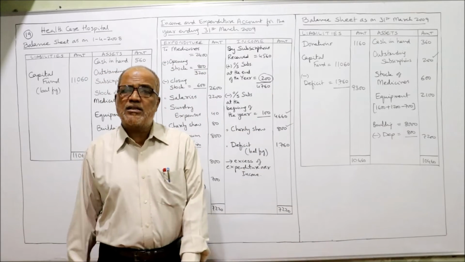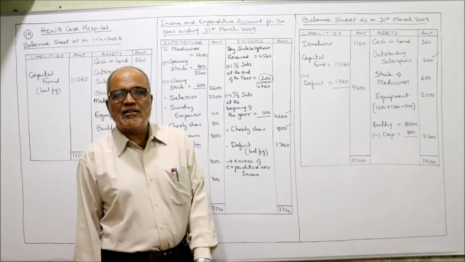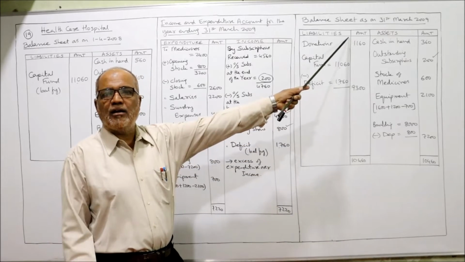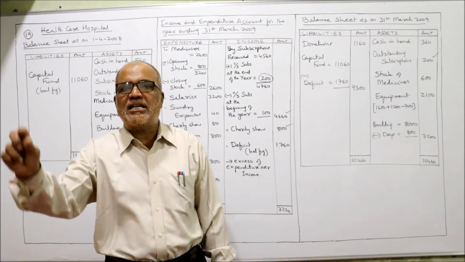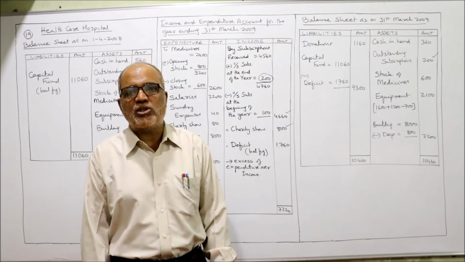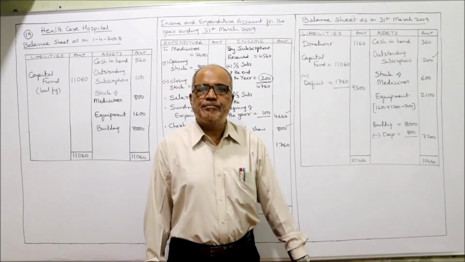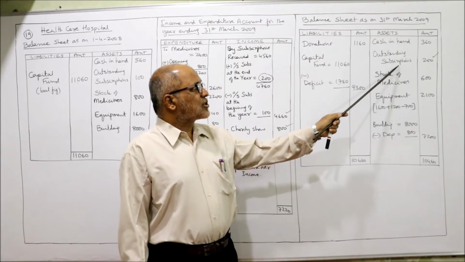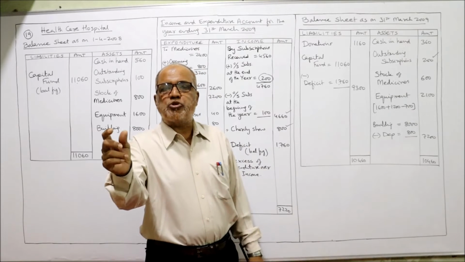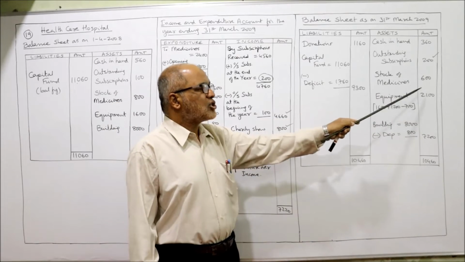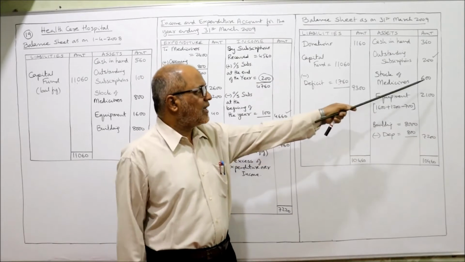Over. Liability side completed. Now I am coming to the asset side. Asset side, cash in hand. Receipts and payments account, last item right hand side, by balance carried down. Closing balance of cash, 360. Outstanding subscription, stock of medicine specifically given in the problem. Outstanding subscription at the end of the year 200. Stock of medicines at the end of the year 600.